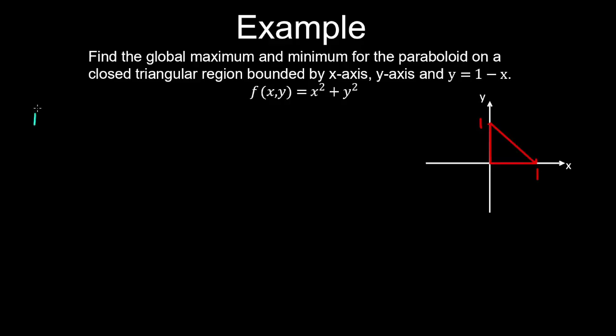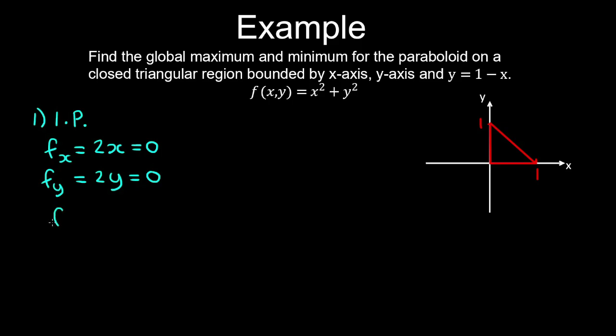So first we check the interior points. So taking the partial with respect to x, we get 2x, and the partial with respect to y gives 2y. And setting these equal to 0, we get a critical point at x equals 0 and y equals 0. Now given that this point lies on a boundary, it's actually a boundary point and not an interior critical point. And now we'll check the boundary points.